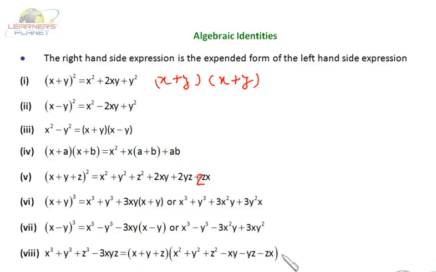This last identity is very important, and there are applications based on these identities which are covered in your course. We'll be taking these sorts of identities in the same session. It is x cube plus y cube plus z cube minus 3xyz is equal to (x plus y plus z)(x square plus y square plus z square minus xy minus yz minus zx). Okay, so these are some basic identities which you have to learn.